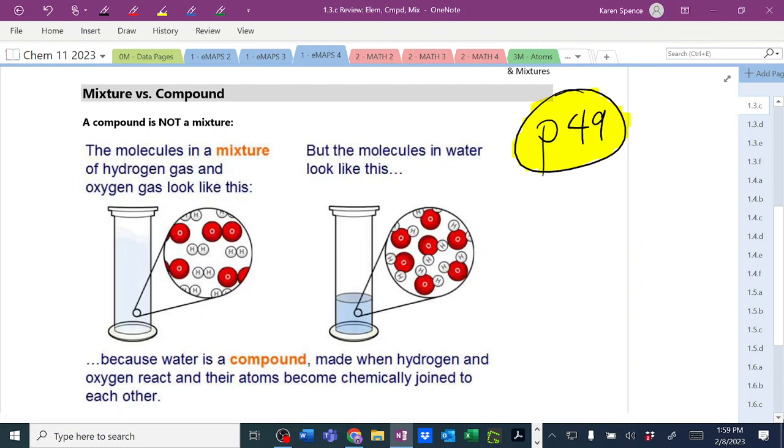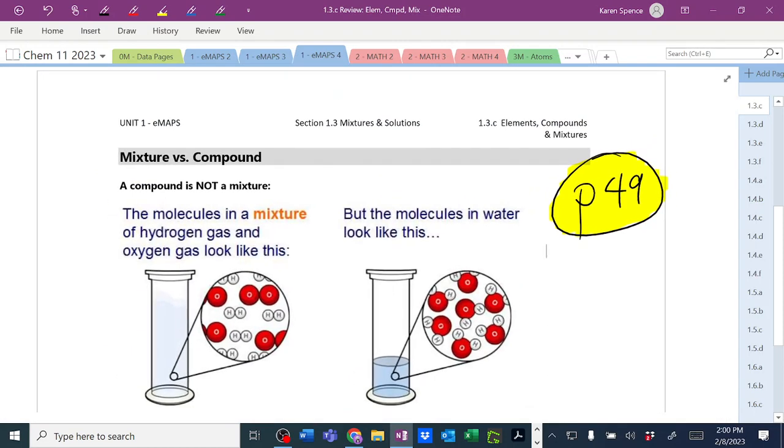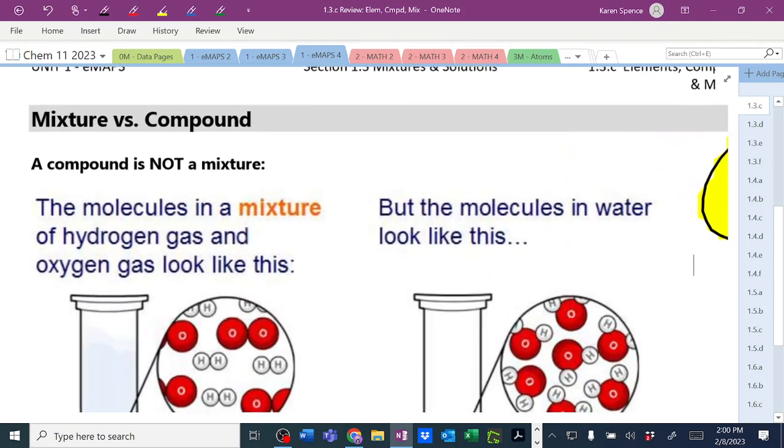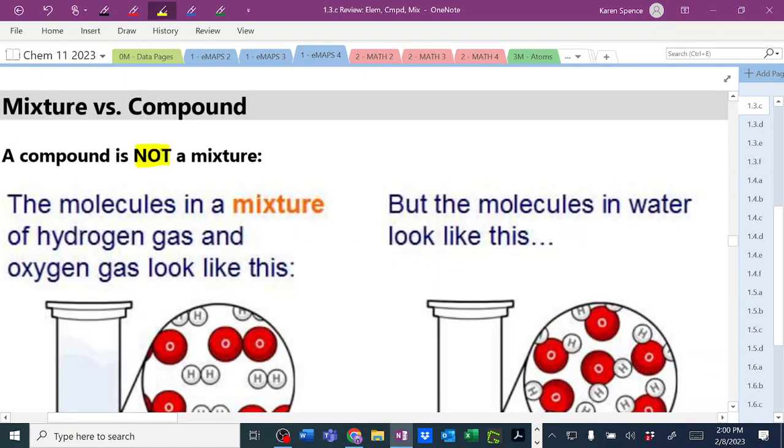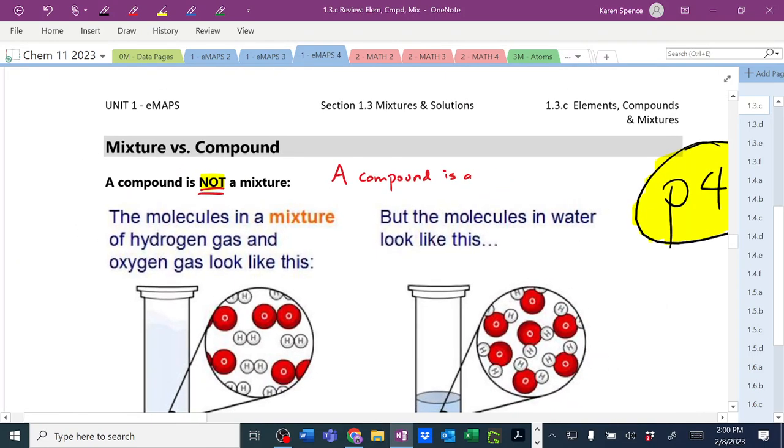And they're all a little bit review and a little bit new, okay? So prior to today, we had been looking at elements and compounds, and now we're going to look at a mixture, the difference between a mixture and a compound. A compound is not a mixture. A compound is actually a pure substance. And this is page 49.